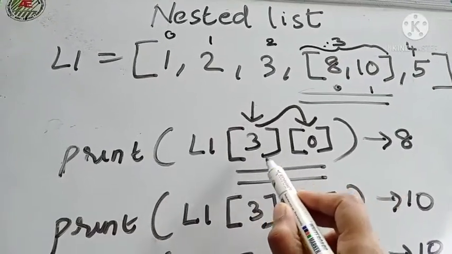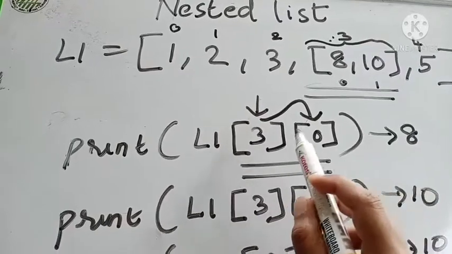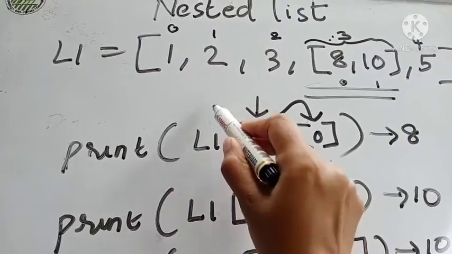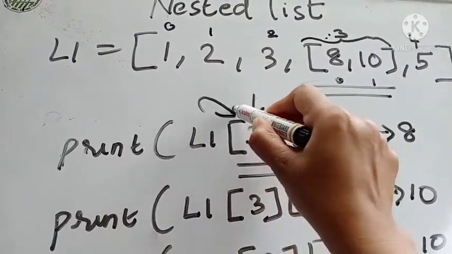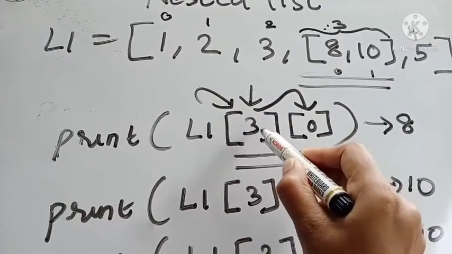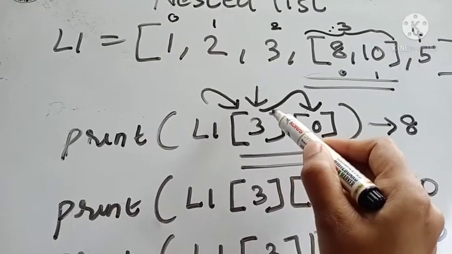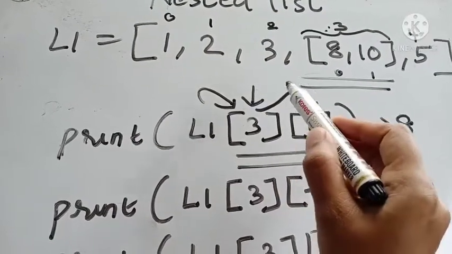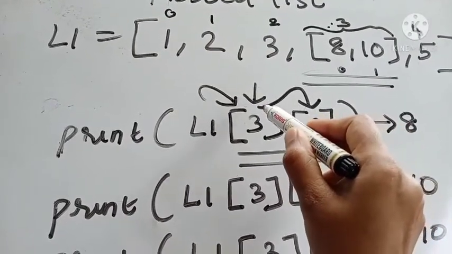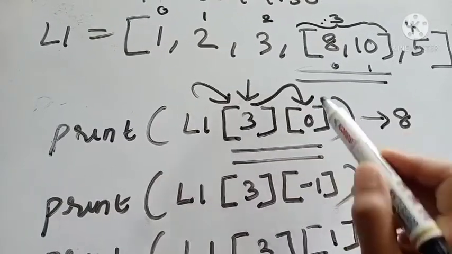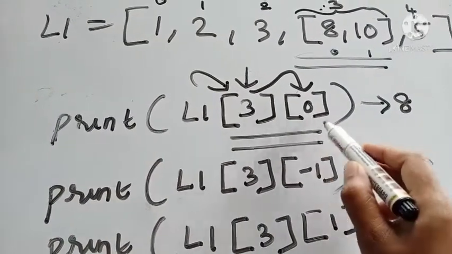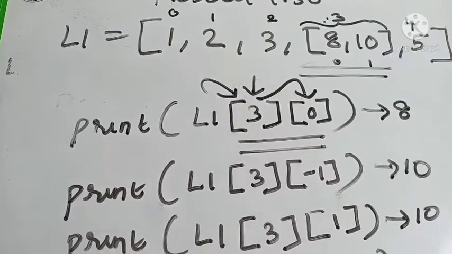Suppose you are seeing 2 square brackets together. In the list L1, take the third position value. In that third position value, sometimes you may have more than one number. It may be a string, it may be a list, or whatever it is. In that you have to take the 0th position value. That 0th position value is nothing but 8 here. Is it clear?